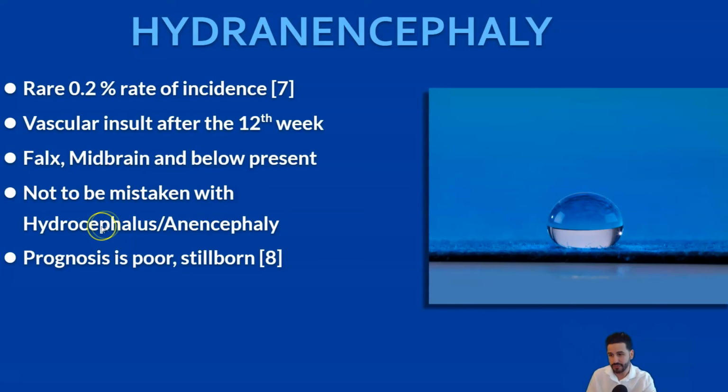It is not to be mistaken with hydrocephalus or anencephaly. There are cases of hydrocephalus that are so severe that it appears that there's hydranencephaly, but even in those cases, you can see a sliver of cerebral tissue of either the right or left cerebral lobe. And in anencephaly, there is no cranium and it's just flat. There's no brain and the head is flat. The prognosis is poor and many babies are stillborn with hydranencephaly.